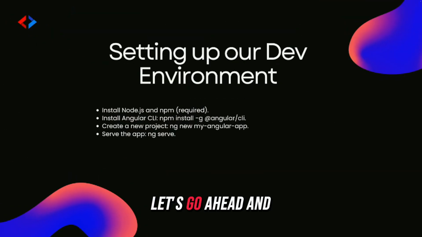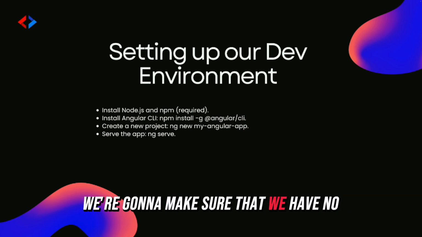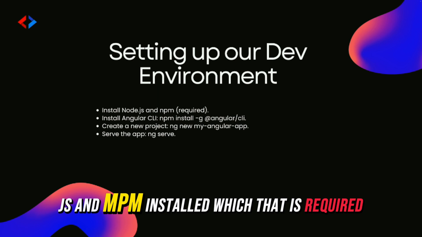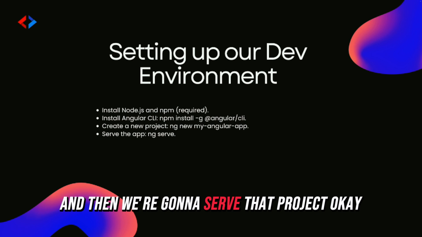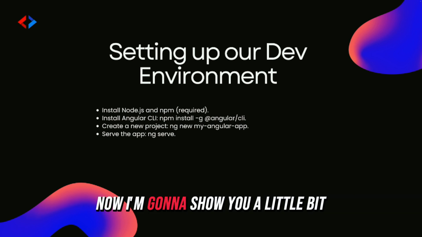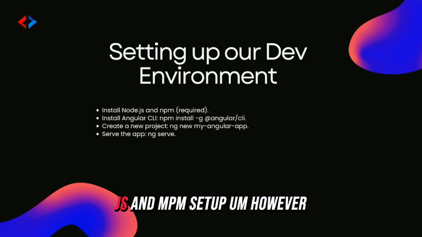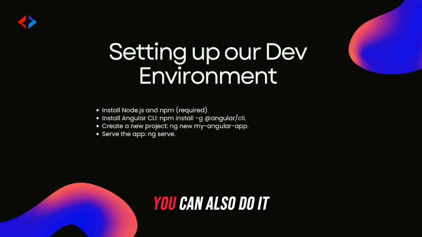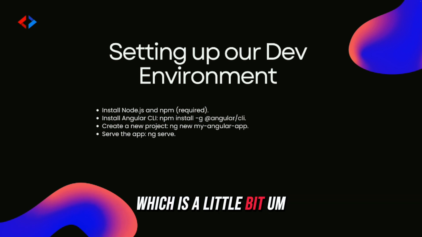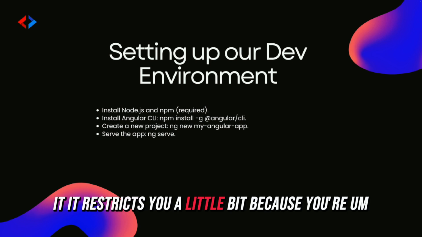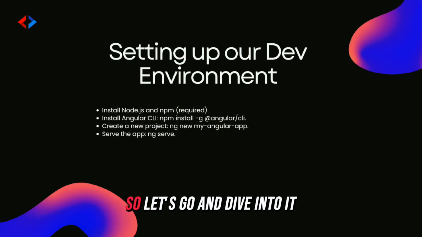All right, so let's go ahead and get our development environment set up. We're going to make sure that we have Node.js and NPM installed, which is required. We're going to install Angular CLI, create a new project, and then serve that project, okay? Now, I'm going to show you a little bit of how I like to do my Node.js and NPM setup. However, you can also do it the way that I'm going to show you initially, which restricts you a little bit because you're not able to change between Node versions as quickly. So I'm going to show you both ways. Let's go ahead and dive into it.